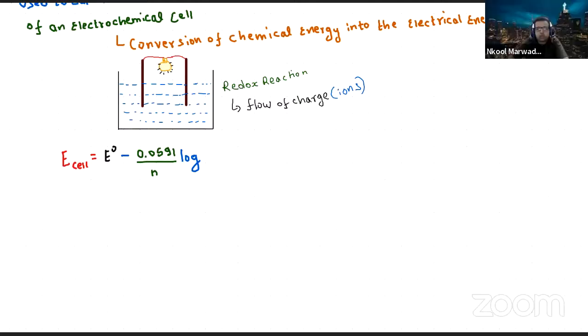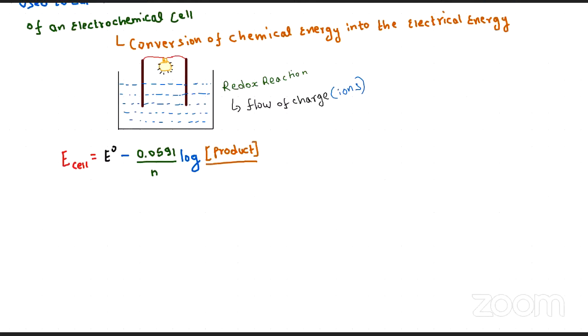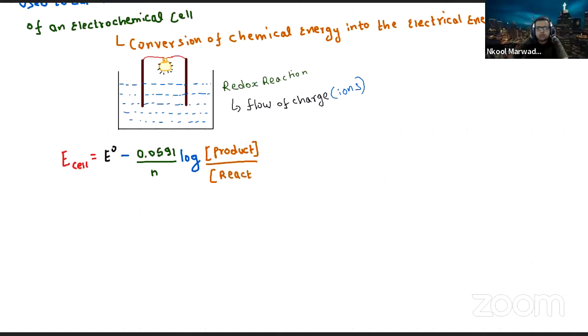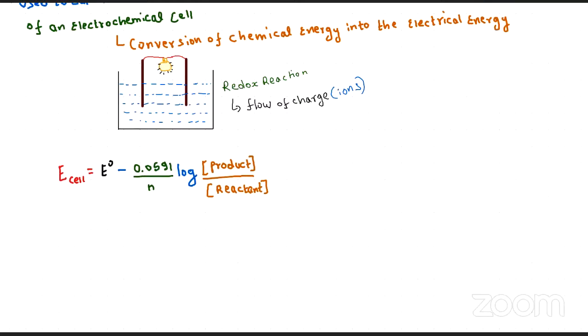Concentration of product upon concentration of reactant. This is the Nernst equation. Clearly, looking at the Nernst equation, we can see that it is giving us the relationship of how the electrode potential is related to the concentration.